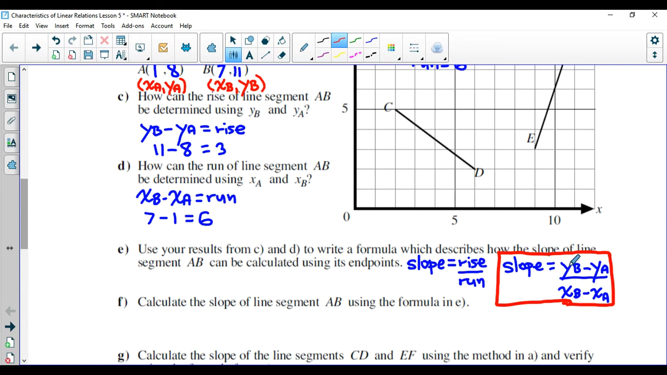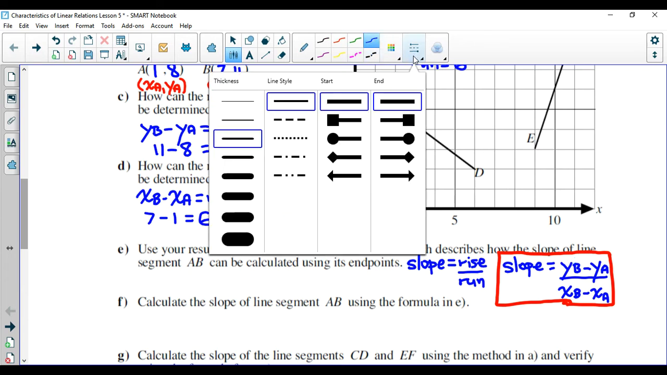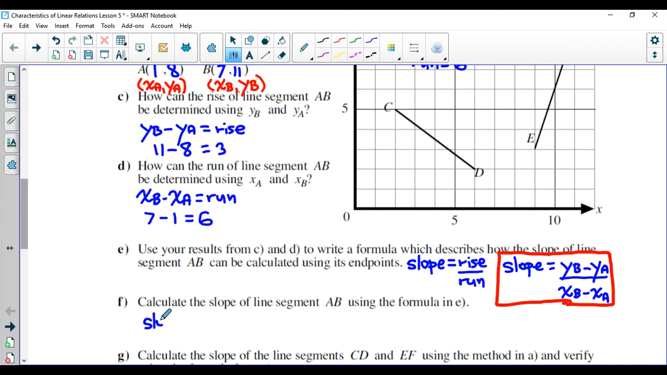Okay, so F says calculate the slope of line segment AB using the formula in E. Well, we've kind of already done that, but I'll just show it again. So we know that slope is equal to YB subtract YA over XB subtract XA. Let's plug the numbers in here.